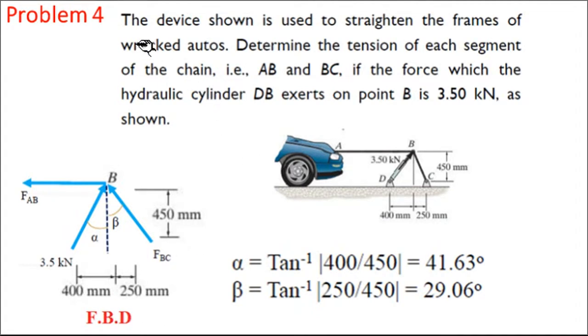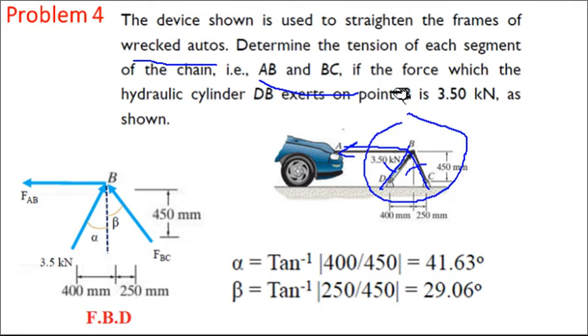Now see this particular problem. A device shown is used to straighten the frame of wrecked autos. So this is one of the wrecked autos. Here one force is applied in this direction, one force will be here, one force will be here. Determine the tension in each segment of the chain. So here we have to find out how much force comes in each segment of the chain.